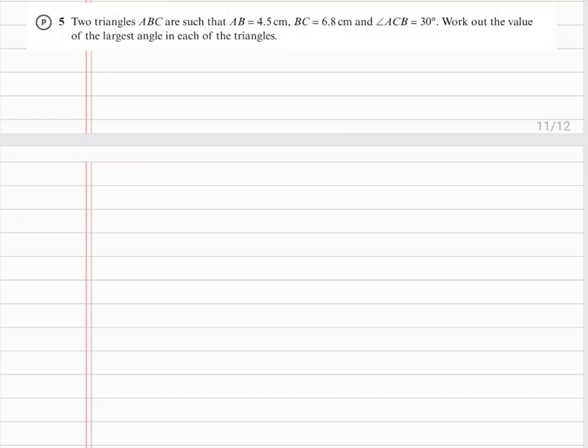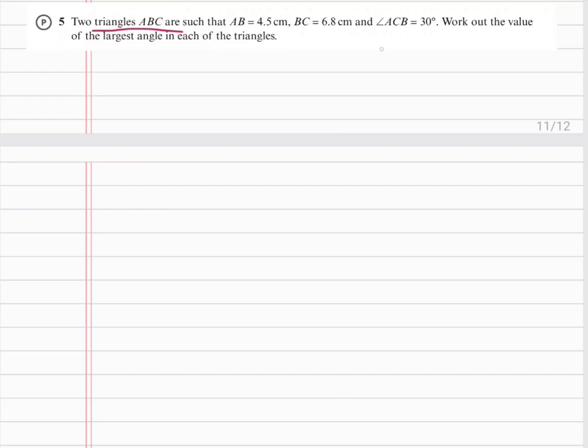We basically have two triangles ABC, such that the question has already hinted at this, and sometimes they don't. Since they have said there are two triangles, they're referring to the fact that there are two possibilities for the value of one of the angles of the triangle. We have two triangles such that AB is 4.5 centimeters, BC is 6.8 centimeters, and angle ACB is 30 degrees. We want to work out the value of the largest angle in each of the triangles.